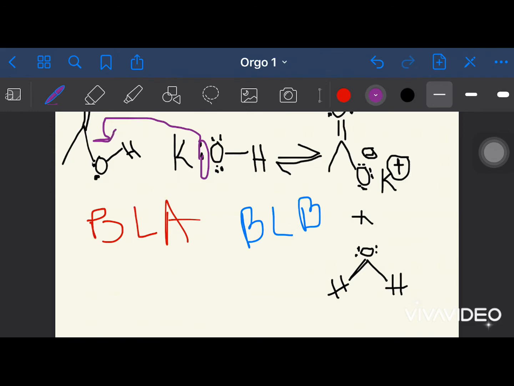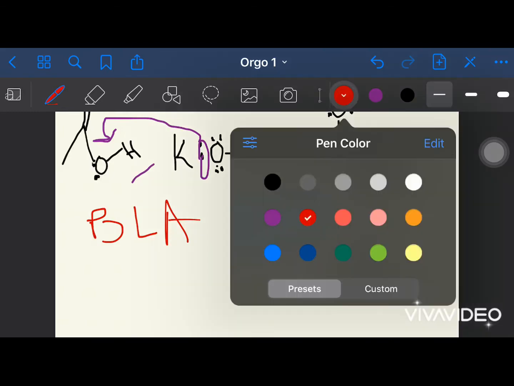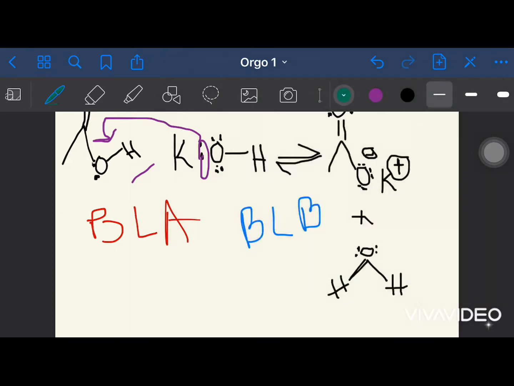And next we will show the movement of the electrons connecting the oxygen and the hydrogen, highlighted in purple, to the oxygen, which will be turned green.